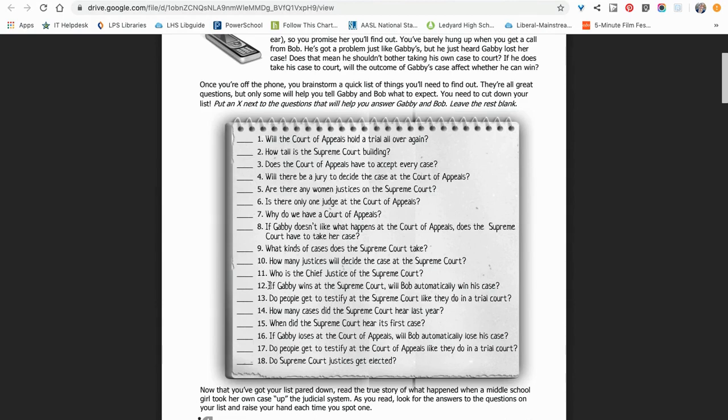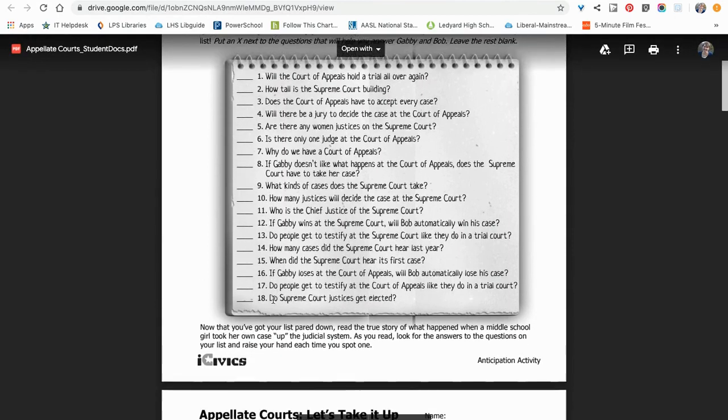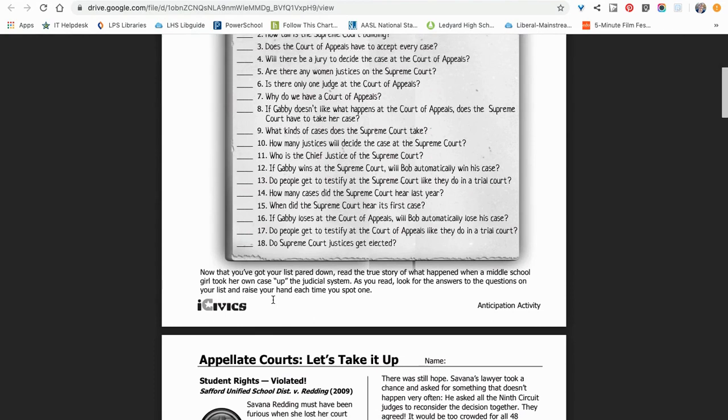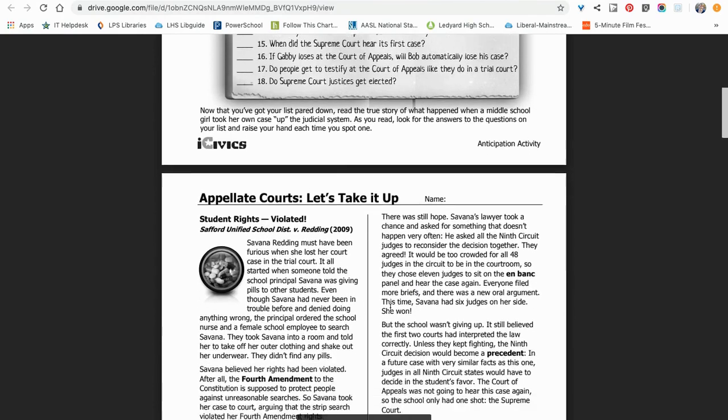All right, so you're supposed to check off questions that will help you answer Gabby and Bob. And now supposedly you've pared down your list because you can't actually type on here on the PDFs, but whatever, we'll pretend you did. Read the true story of what happened when a middle school girl took her own case up the judicial system. As you read, look for the answers to the questions on your list. And it says raise your hand each time you spot one, but you know, I guess you can raise your hand. It's a good stretch. But just kind of make a mental note of it.